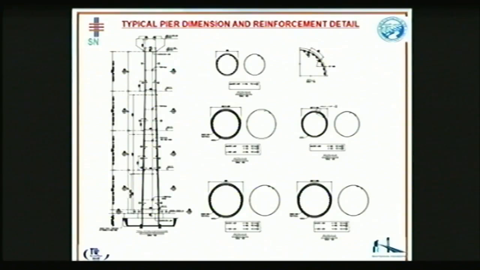And this was also repetitive, horizontal repetitiveness. Whenever there is a difference in the height, only the top portion gets executed. As the height increases, lower portion was added there, and even there, mechanization was followed to save the time.